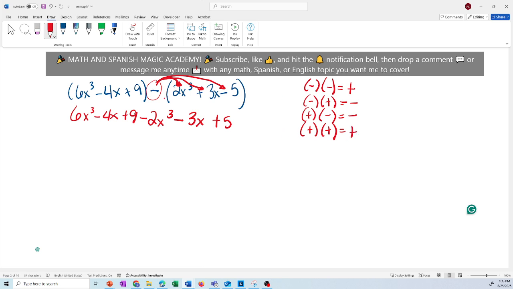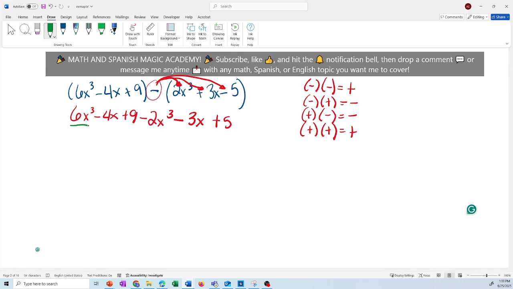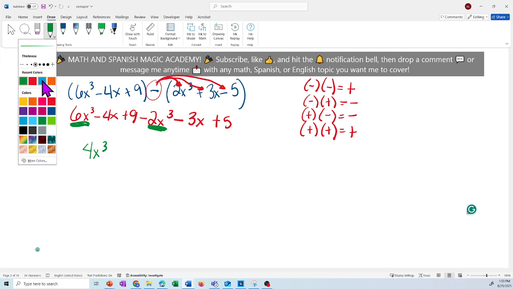Okay, so now I already multiplied times the negative. So now I can simplify. Which ones have the same variable and exponent? I have here 6x cubed. I have another x cubed here. So 6 minus 2 is 4x cubed. Now I check x to the first power.